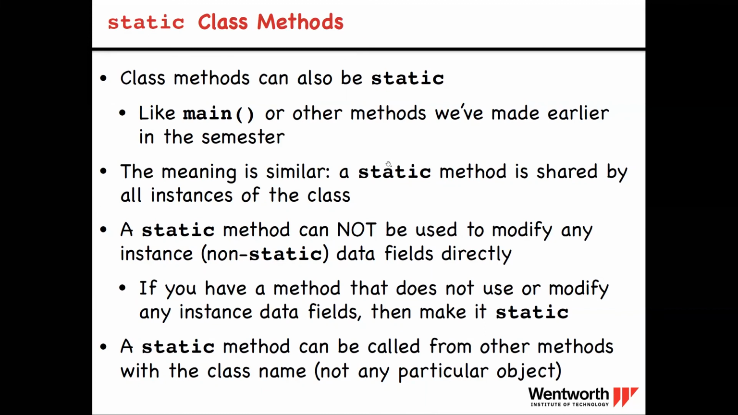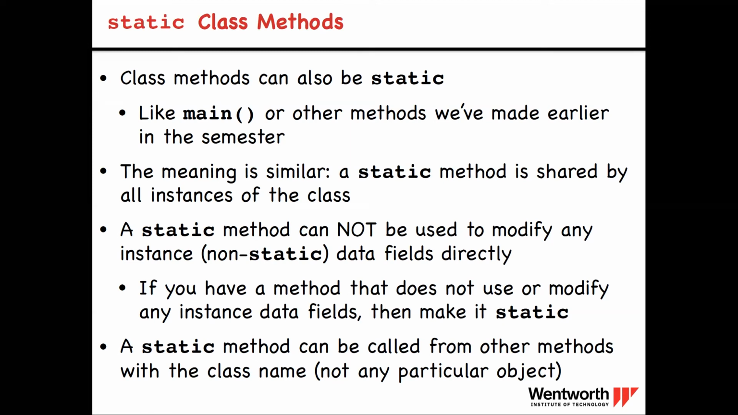All right, methods can also be static. We've seen this before too. Main is public static void main. It has a similar meaning, but it's a little bit more difficult to understand than the variable version. It means that the method is shared by all instances of the class. That might sound a little weird because methods aren't like the data fields.